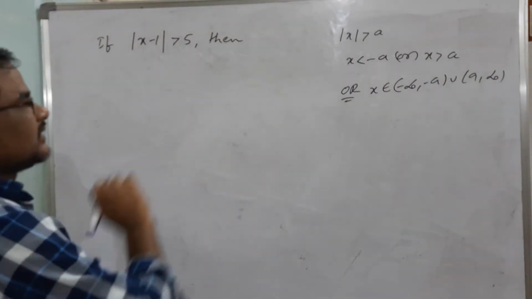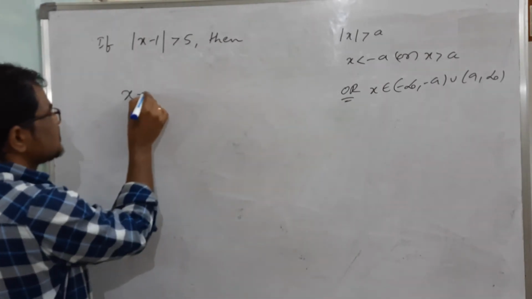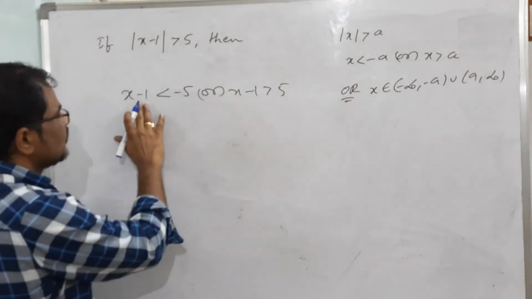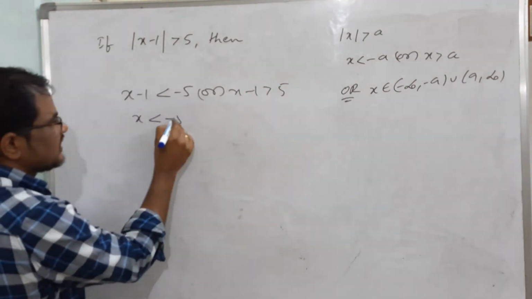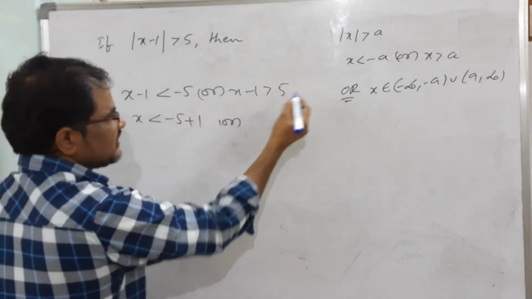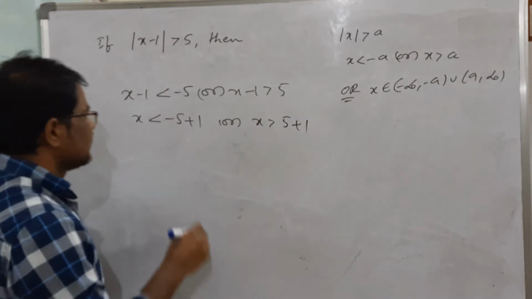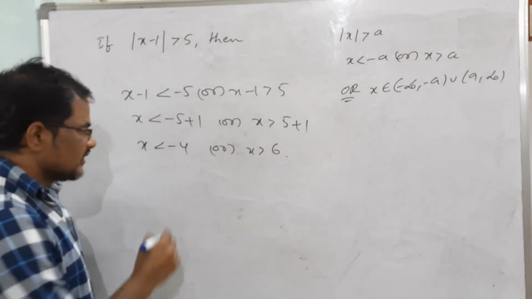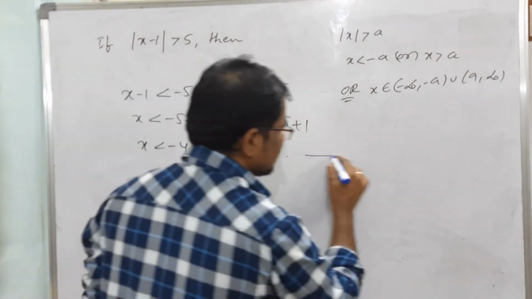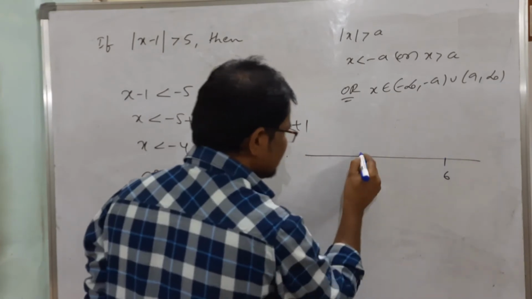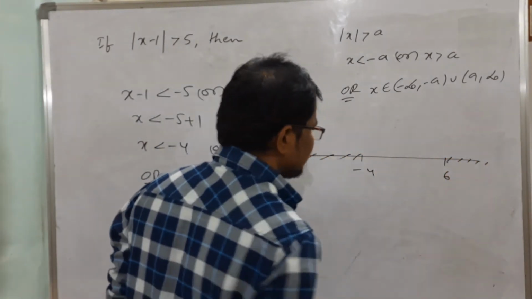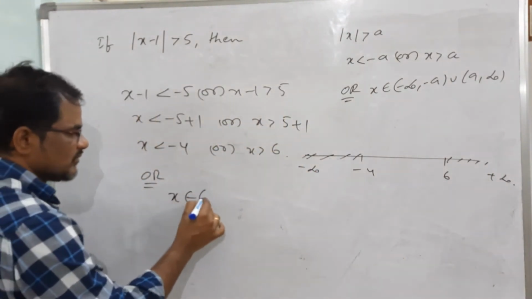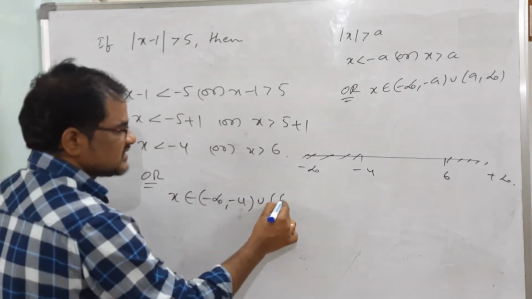By that result, we write x minus 1 less than minus 5 or x minus 1 greater than 5. Now take this minus 1 to the other side: x less than minus 5 plus 1, and x greater than 5 plus 1. So x less than minus 4 or x greater than 6. In terms of intervals, this area and this area, with minus infinity and plus infinity. So x belongs to minus infinity to minus 4, union 6 to infinity.